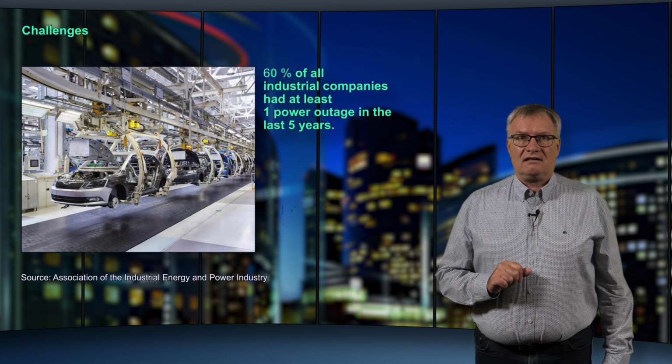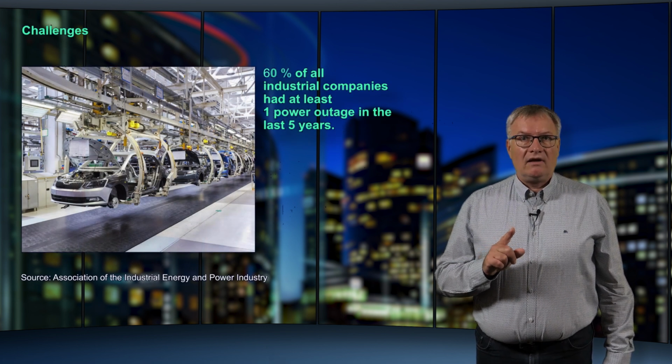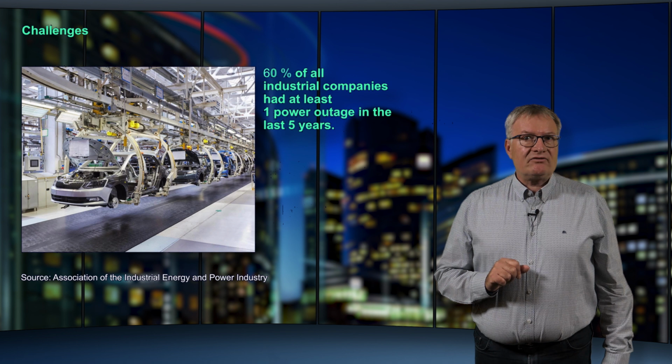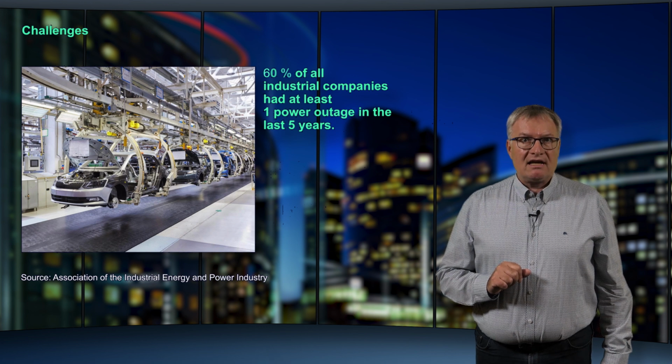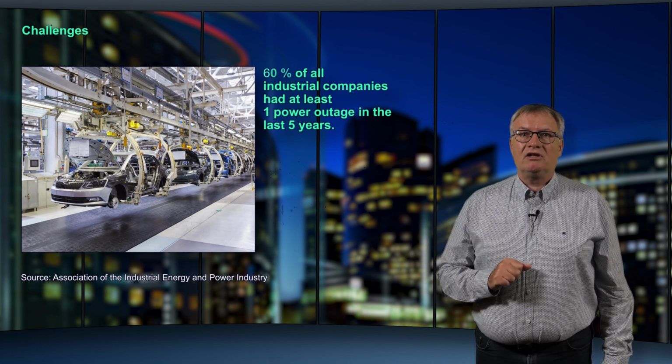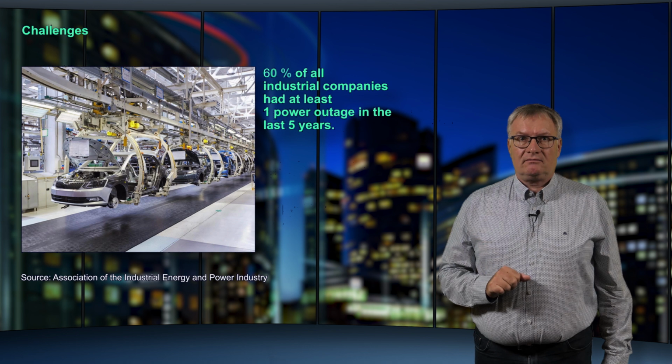Major industry and trade associations published amazing reports. These reports show challenges in terms of availability of electrical equipment. Here are some examples from industry, infrastructure, medical facilities and data centers. The Association of the Industrial Energy and Power Industry reported that 60% of all industrial companies had at least one power outage in the last 5 years.